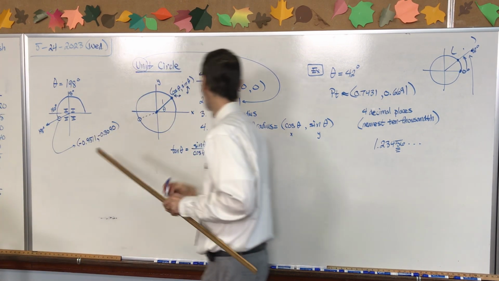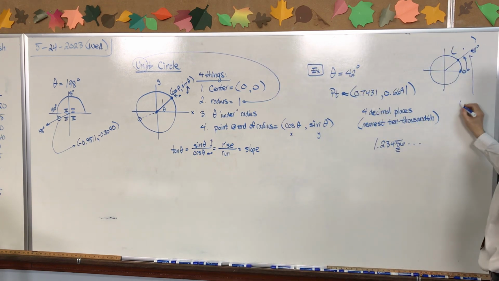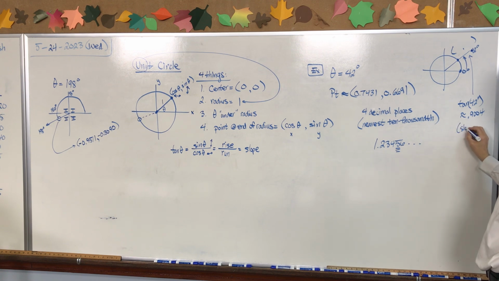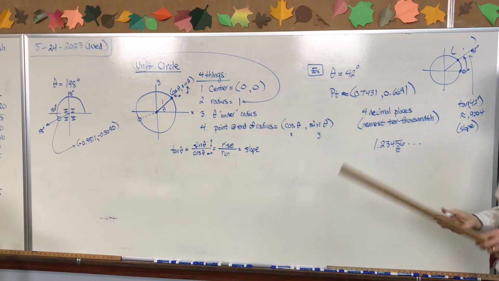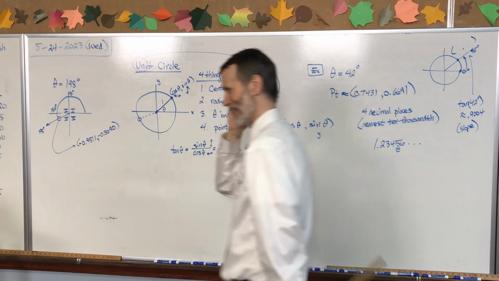0.9004. Interesting. The tangent of 42 is approximately 0.9004. Why is it only nine zeros? Is that the slope? Do we have to find the slope as well, or do we just find the slope?